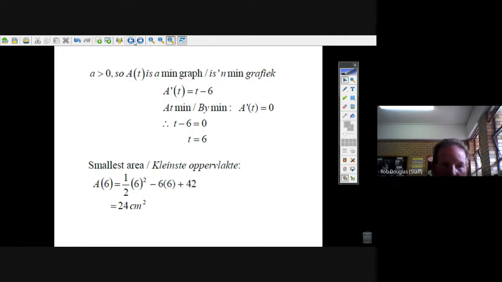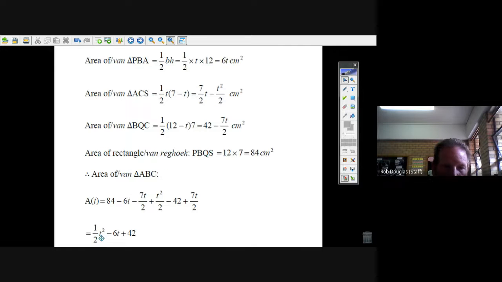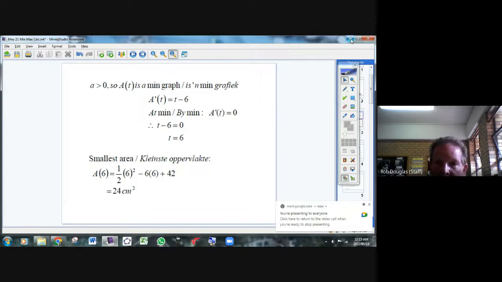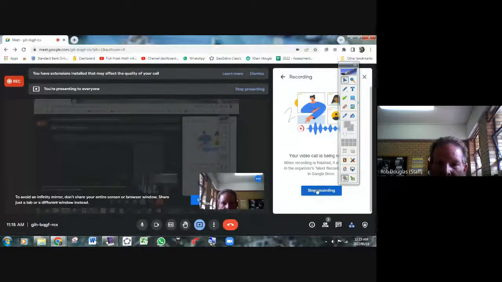Well, you've got a formula for the area right here: 1/2 T squared minus 6T plus 42. That's a formula for the area of that triangle. Just put 6 into the formula, and you'll get your answer of 24 square centimeters. And that's how you do it. That's all there is to it. Okay.